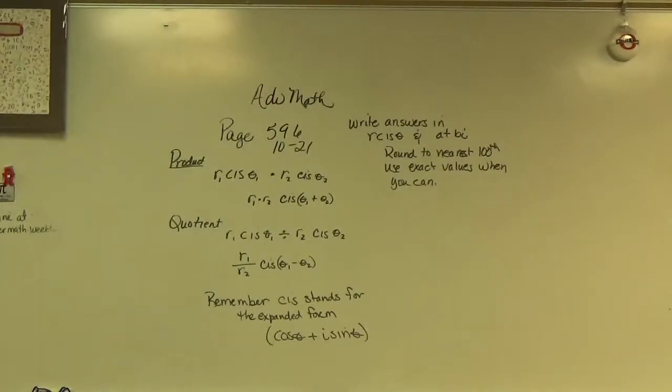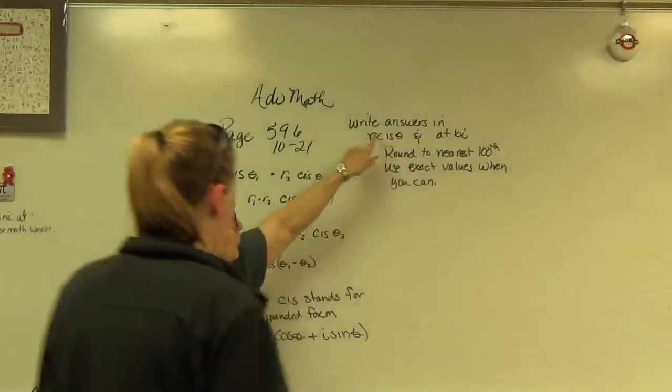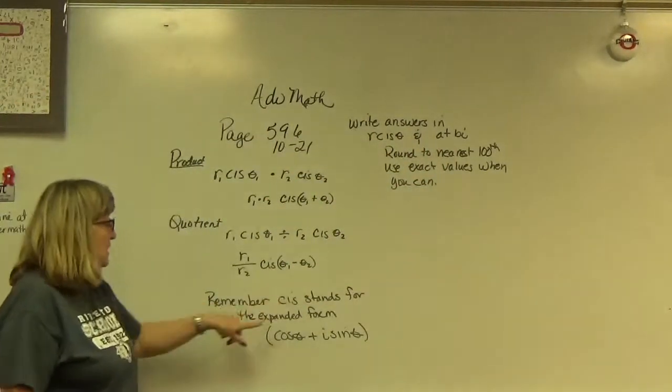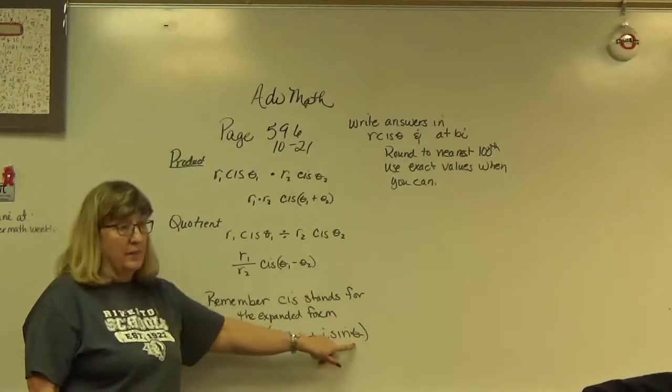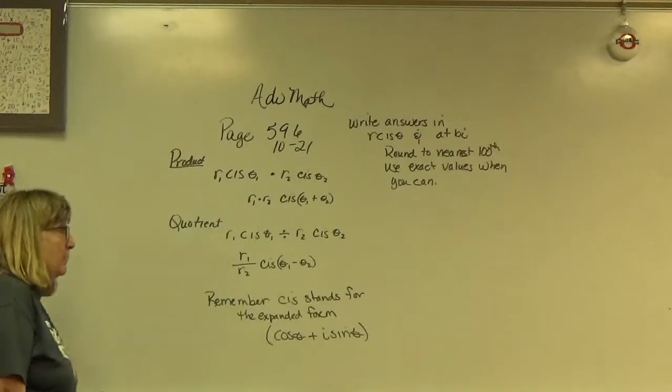Let's see, I guess it was Tuesday, we worked with writing things in a plus bi form and converting it to our cis theta form. Remember, cis stands for the expanded form of cosine theta plus i sine of theta. And I just abbreviated it cis because it makes it less writing time.